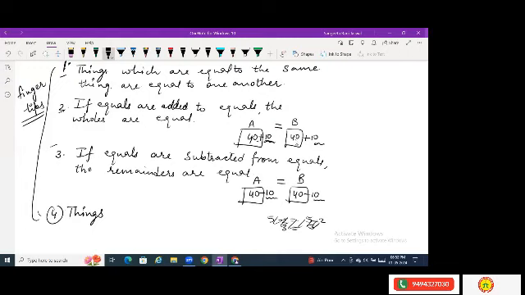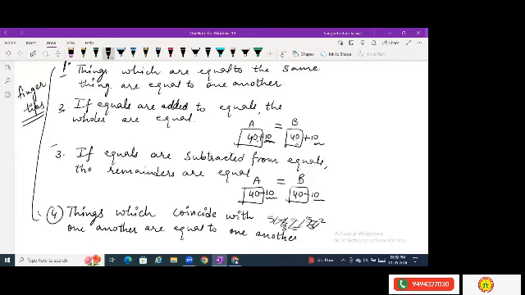Okay. So now see the fourth one. Things which coincide with one another are equal to one another. Things which coincide. Coincide means something that overlaps. So things which coincide with one another are equal to one another.